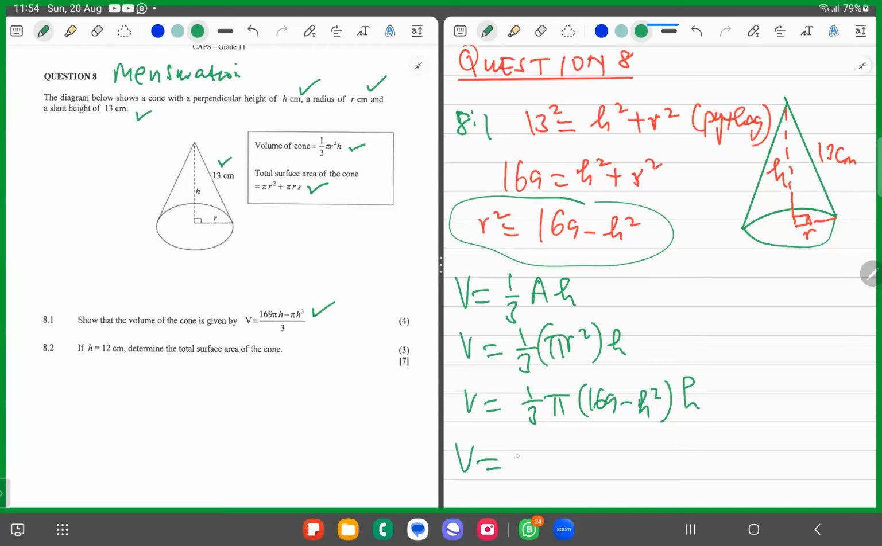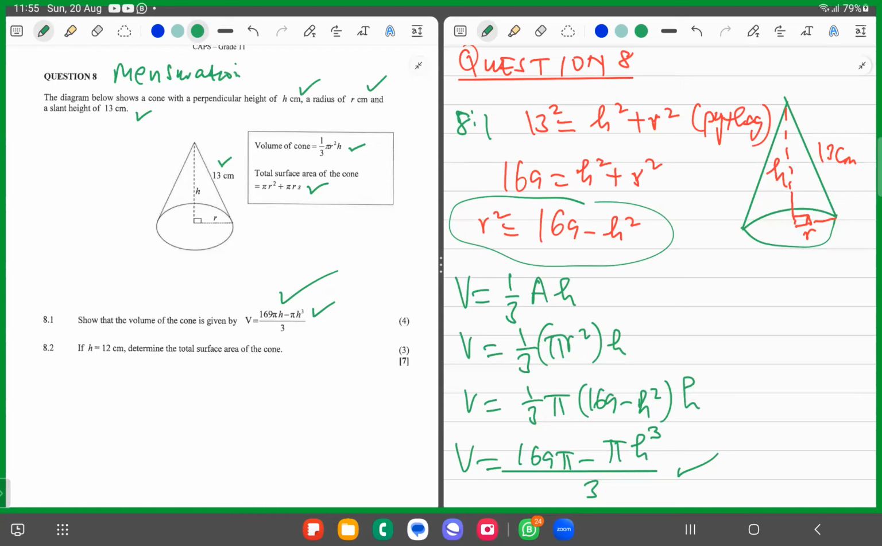And if you multiply everything, it is actually 169 pi h minus pi h cubed, over 3. And this is it. The proof that the volume is 169 pi h minus pi h cubed over 3. So that's what we got exactly.